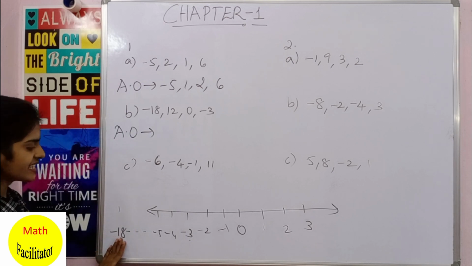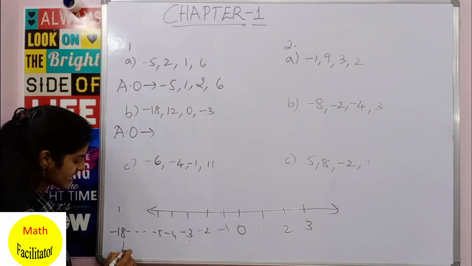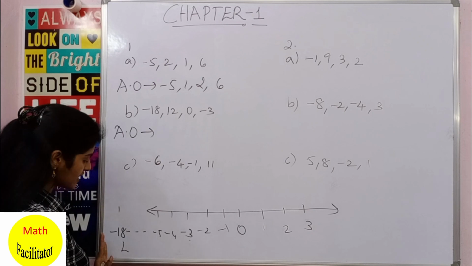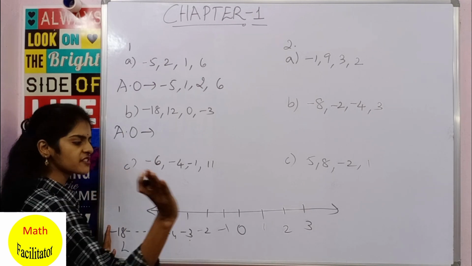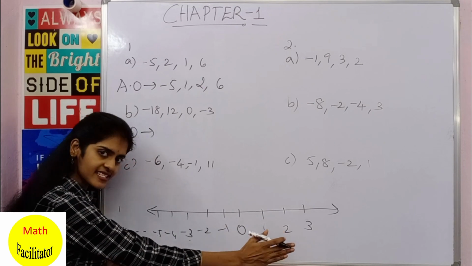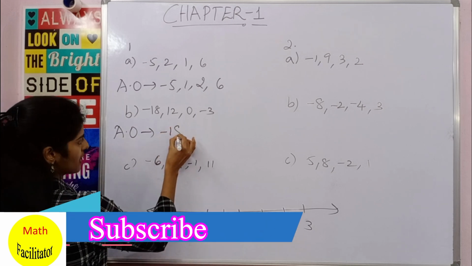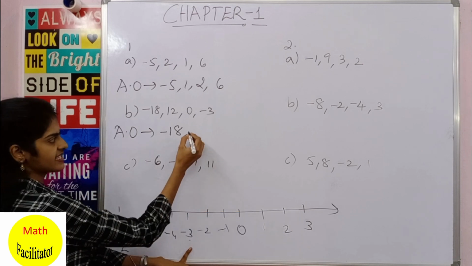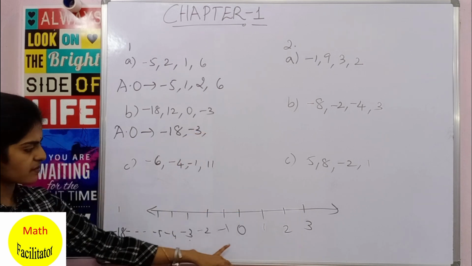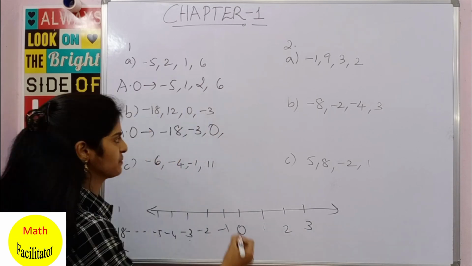Now you can see that minus 3, now you find minus 18 somewhere here. So minus 18 is to the left of minus 3. That means minus 18 is smaller than minus 3. The numbers which you find to the right side are always greater. So minus 18 is smaller, so you'll write minus 18 first. Then after minus 18 you have minus 3. Clear? So after minus 3 you have 0, and after 0 somewhere here you'll get 12.